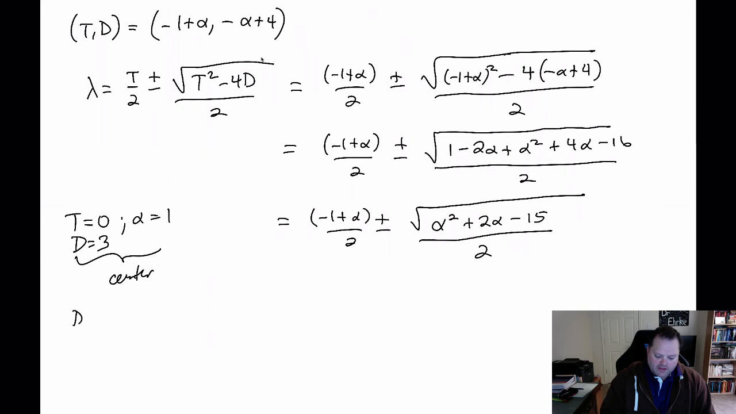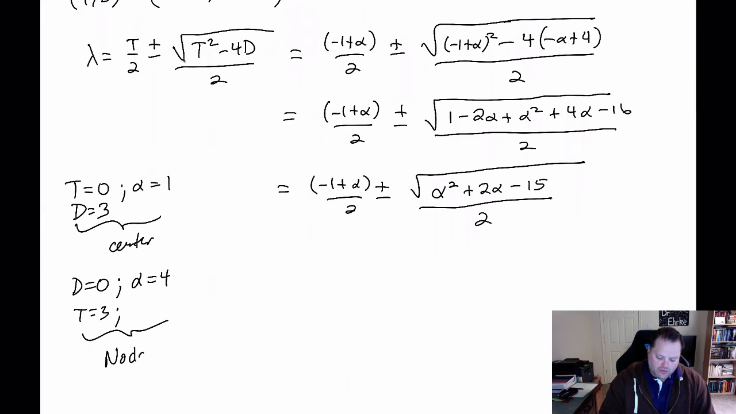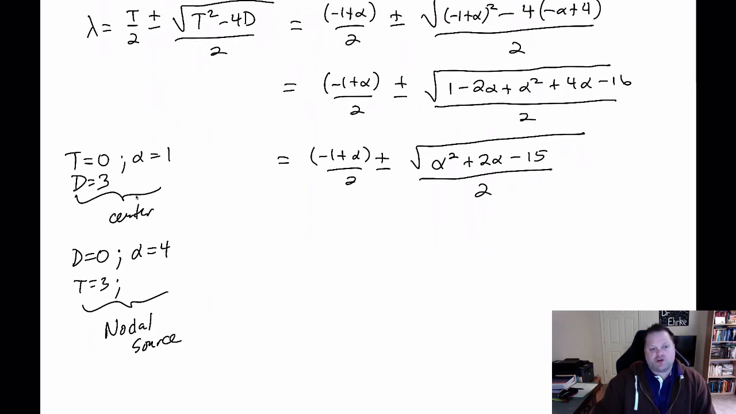Okay, what if my determinant was 0? If the determinant was 0, that means that alpha is 4. And if alpha is 4, then the trace is 3. So determinant of 0 means you're on the horizontal axis. A trace of 3 means you're positive. So this is a nodal source. So we move from a center to a nodal source.